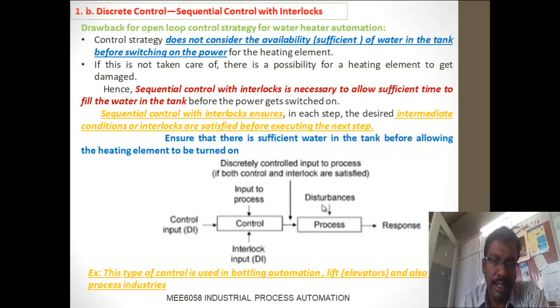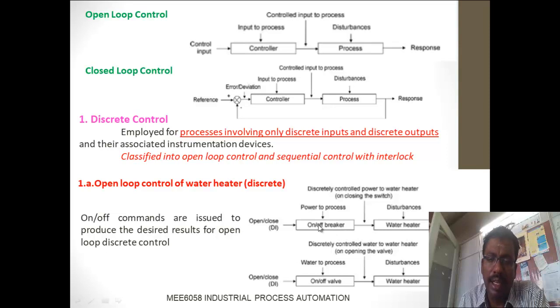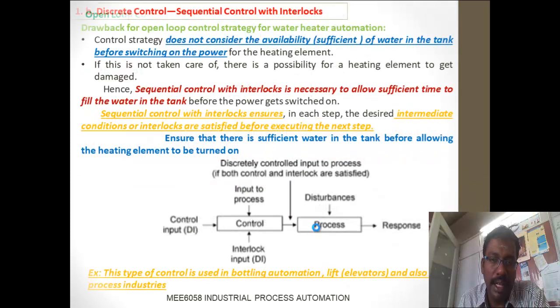If we come to the next slide, the next type is discrete control, sequential control with interlocks. Here what happens? In open loop it is a simultaneous process, it goes on or off. Then here, it's a sequential process, that means it executes step by step. What's the drawback of the open loop category? It doesn't consider the availability of sufficient water in the tank before switching on the power. Generally, the water level has to be filled in the water heater, and only then the water heater should be switched on.